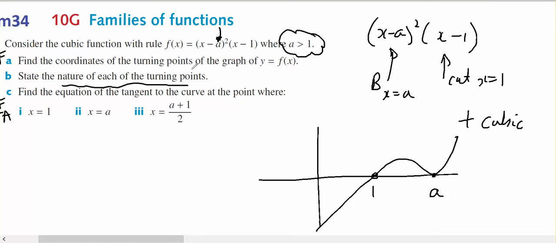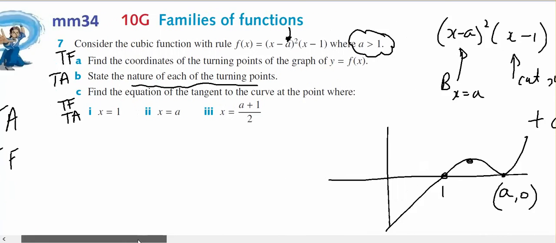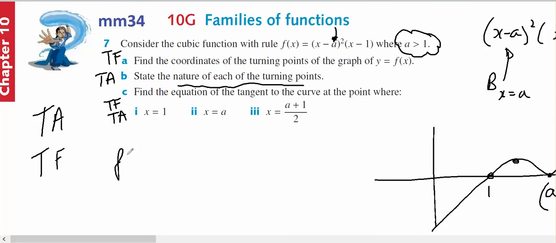So find the coordinates of the turning points. Well, I know that this coordinate is (a, 0), so I found one of them. This one here will be between 1 and a. So I'll take the derivative. So I know that f(x) equals (x minus a) squared, (x minus 1). So that's going to be u and that's going to be v using the product rule.